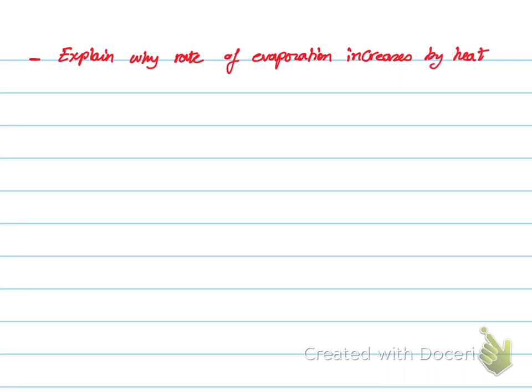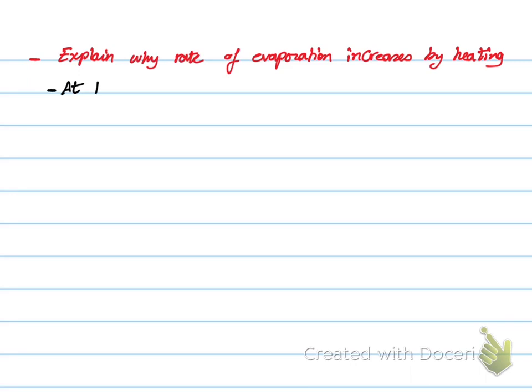There is a question asking for why the rate of evaporation increases by heating. Explain why rate of evaporation increases by heating. At higher temperature, particles gain more energy. So more particles can escape the surface, and more particles can escape the surface easier.